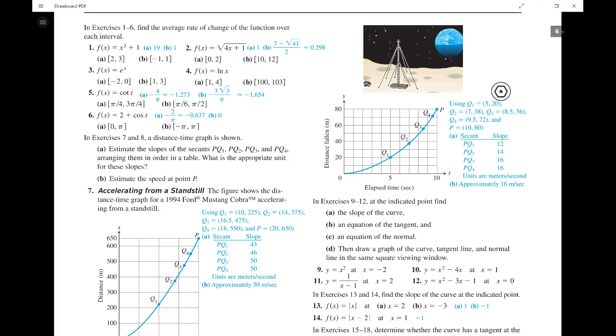Okay, let me see if I can clarify. This is for number 5. There's 2 parts. 3 pi over 4 minus pi over 4 would be 2 pi over 4, which is pi over 2. Yeah, but why do you have to subtract using the calculator? That's the formula: y2 minus y1, f of t sub 2 minus f of t sub 1.